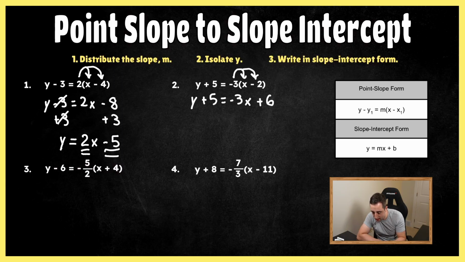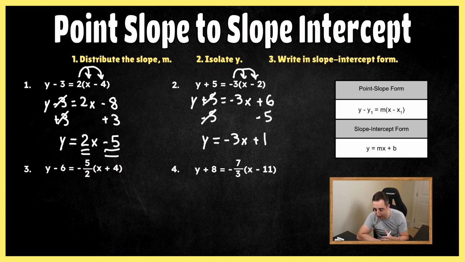And then we want to isolate y, so let's get rid of plus 5 and subtract 5 on both sides. Opposites cancel. We get y equals negative 3x brought down, very similar to how 2x was just brought down. And then plus 6 minus 5 is going to give us a positive 1.